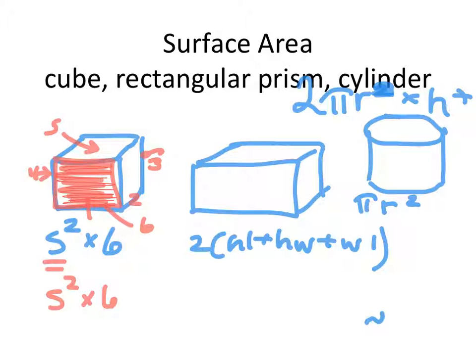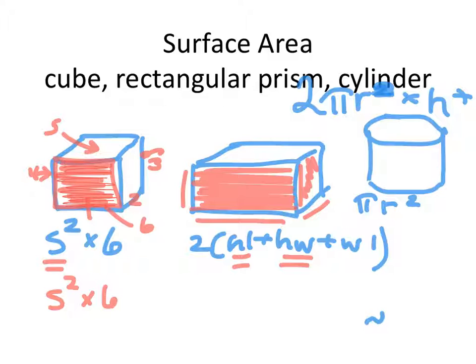So we have to find the surface area by finding the area of each of the sides. So for example, we can find the area of this side by taking the length times the height. We can find the area of this side by taking the width times the height. And we can find the area of the top by taking the width times the length. That would give us the area of each of these sides.